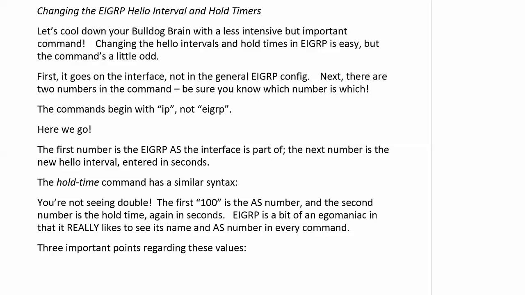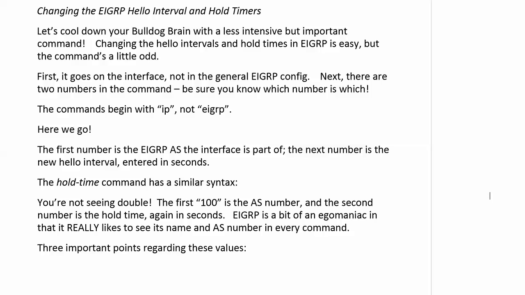The first oddity here is when you change these timers, you are going to do it at the interface level. And EIGRP commands tend to be both verbose and a little, I don't know, convoluted would be a good way to put it, because it seems like you're always typing in IP EIGRP and then the AS number. You're not just typing in a quick little command. So we're going to do this on the live equipment here in just a moment.